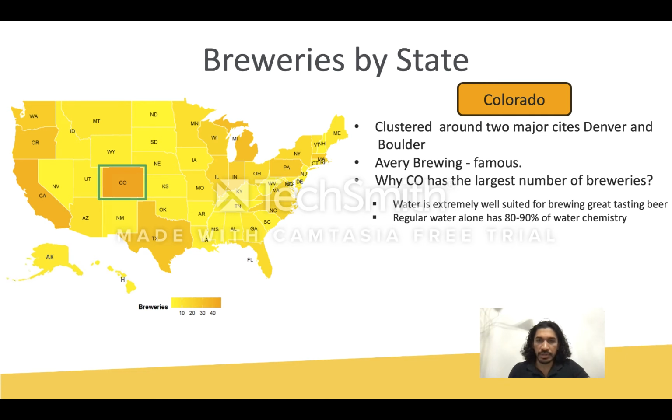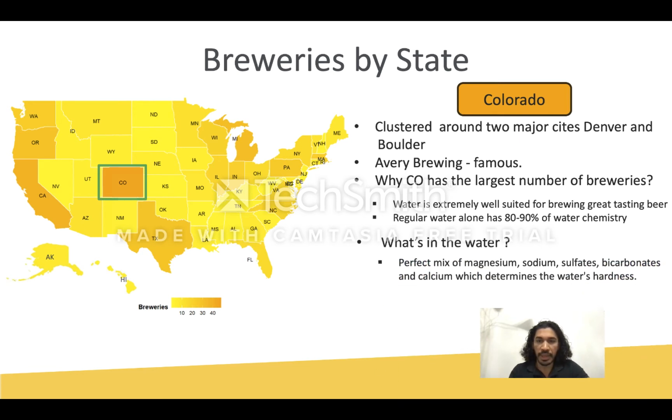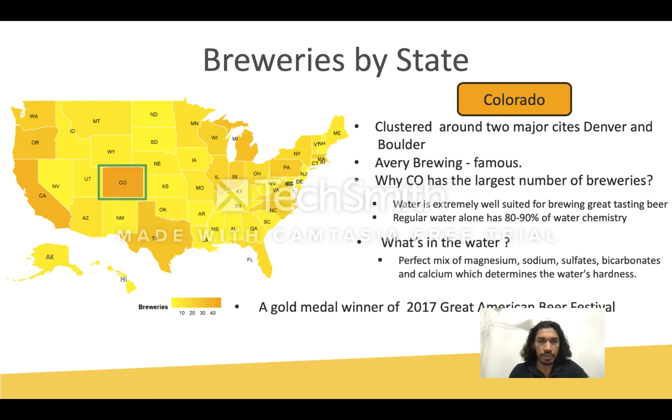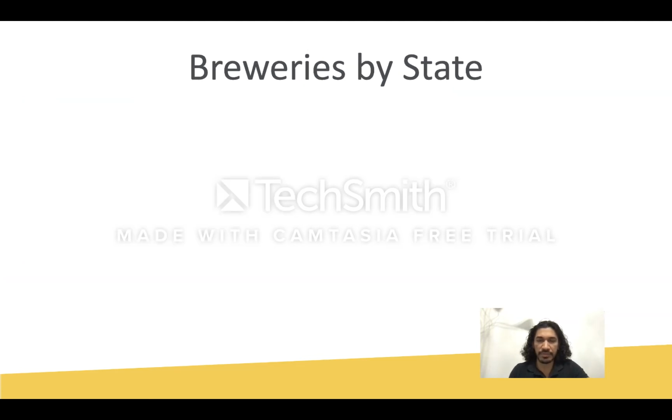Regular water alone has about 80 to 90% of the water chemistry that is required to produce a beer. So why is water so suitable for producing beer? It's because of the perfect mixture of magnesium, sodium, sulfate, bicarbonate, and calcium, which determines the hardness of water and ultimately leads to the production of great tasting beer. They were also known for winning a gold medal in 2017 at the Great American Beer Festival.